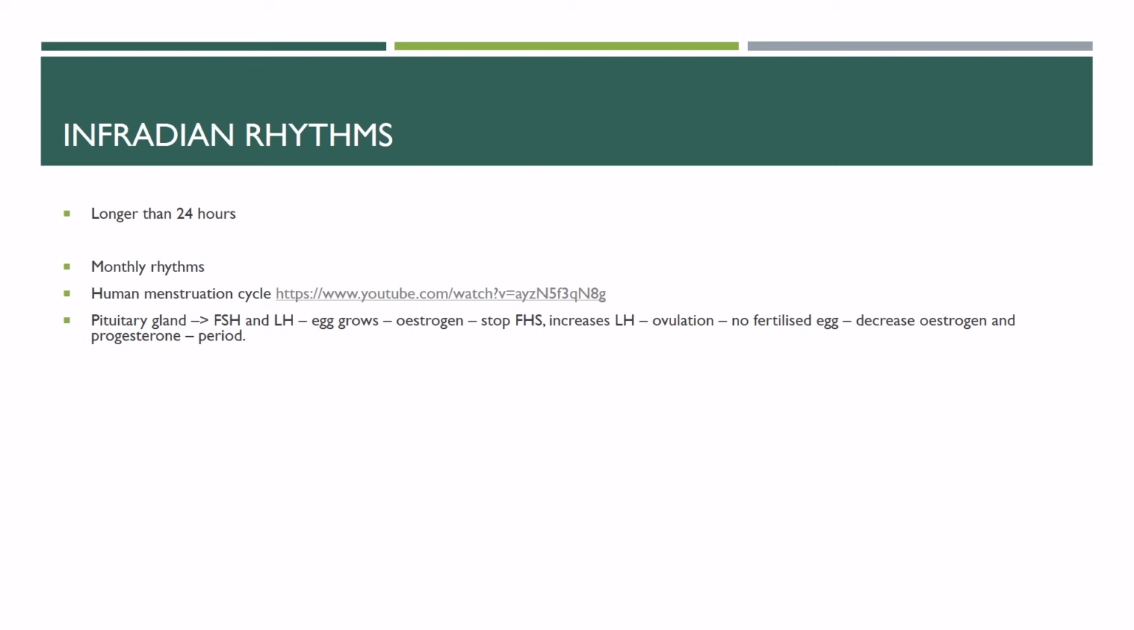So we've got that the pituitary gland releases FSH and LH, and an egg starts to grow. Okay, and as the egg grows, estrogen is produced, and that stops the FSH and increases the LH, which causes ovulation. Then when the egg is not fertilized, that decreases estrogen and progesterone, and that brings on the period. Okay, and it goes round in a cycle like that. So after the period, the pituitary gland releases FSH, and so on. So moving round in that cycle.